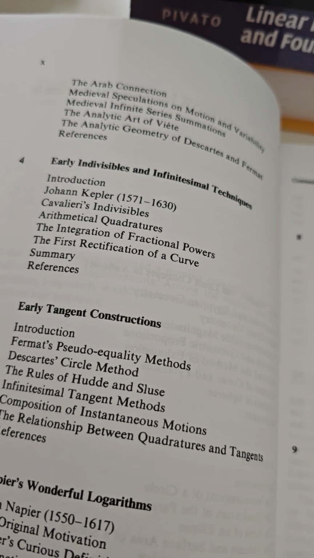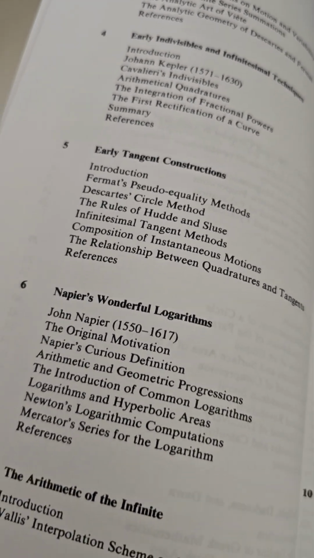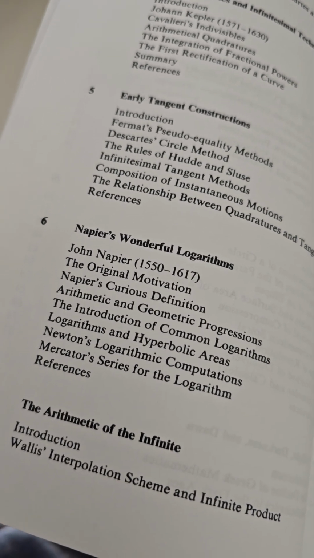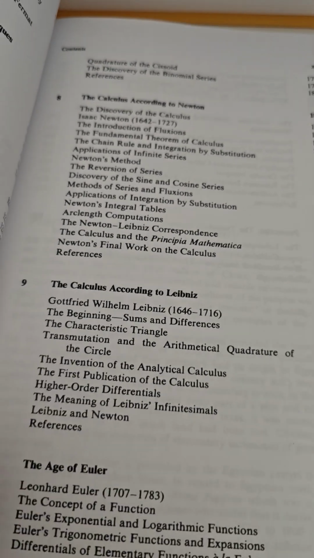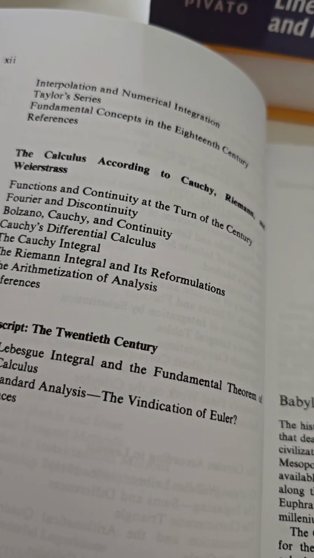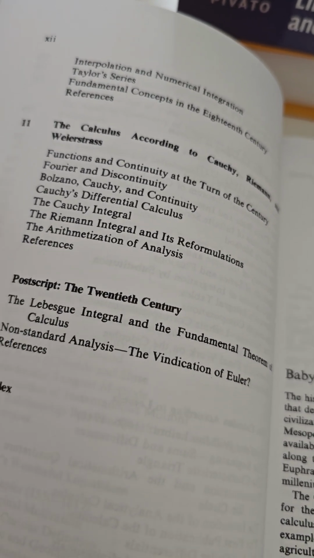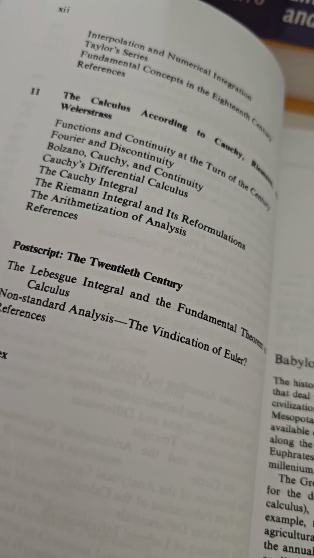early indivisibles and infinitesimal techniques, early tangent constructions, Napier's wonderful logarithm, the arithmetic of the infinite, the calculus according to Newton, the calculus according to Leibniz, the age of Euler, and the calculus according to Cauchy, Riemann, and Weierstrass. And then the 20th century, where they talk a bit about the Lebesgue integral and non-standard analysis.